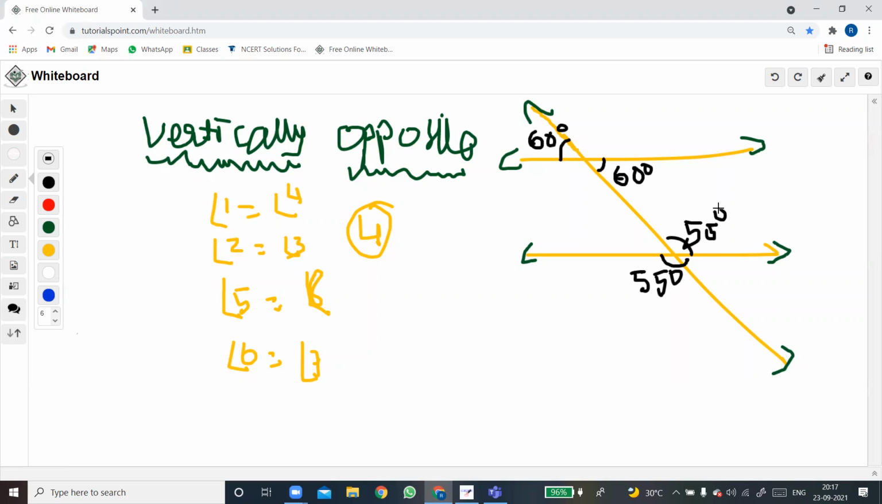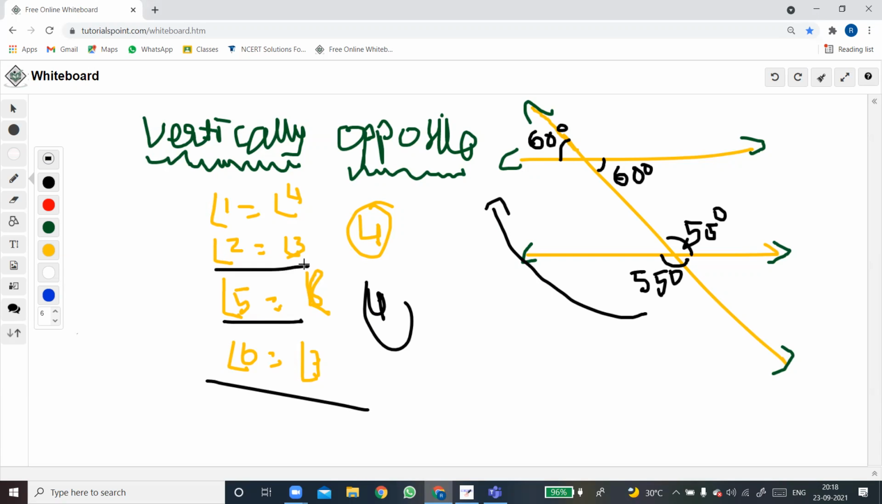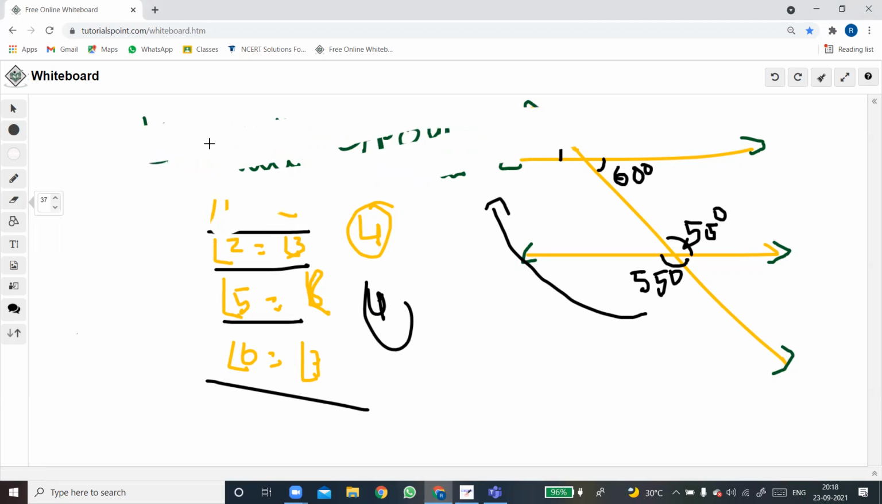This is all because of the property of vertically opposite angles. So there are 4 vertically opposite pairs. Angle 6 and angle 7, angle 5 and angle 8 are equal. Angle 2 and angle 3, and angle 1 and angle 4 are vertically opposite to each other. So we'll clear the board. I hope you understand this one, vertically opposite.